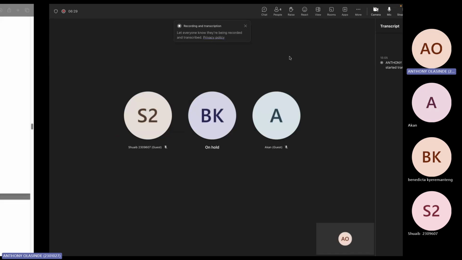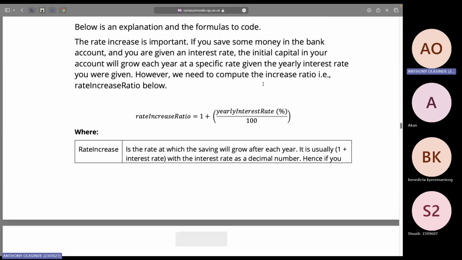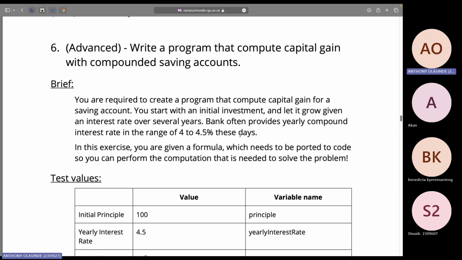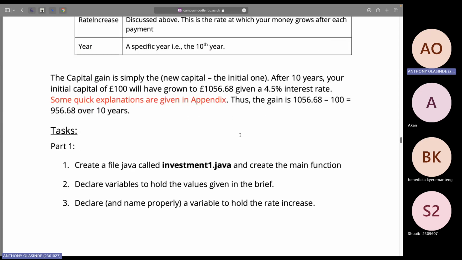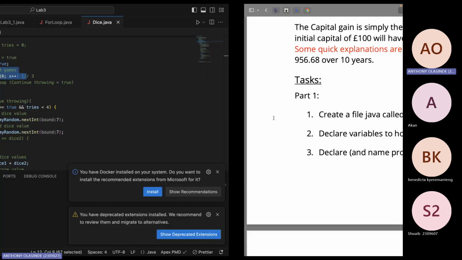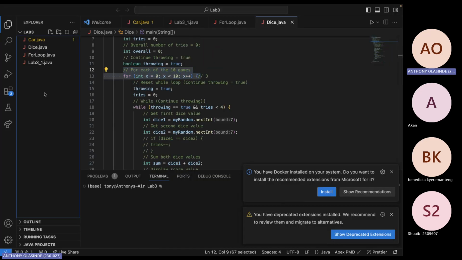Okay. So we'll start with the accounting, the compound interest, compound savings account and stuff like that. But we'll just go directly to the tax. So number one, create a Java file called investment1.java and create the main function. So we'll go ahead and do that.